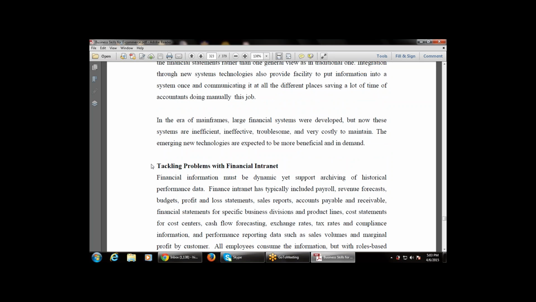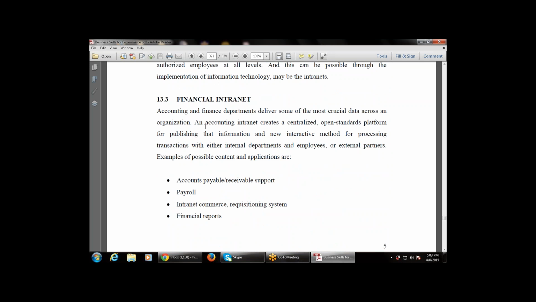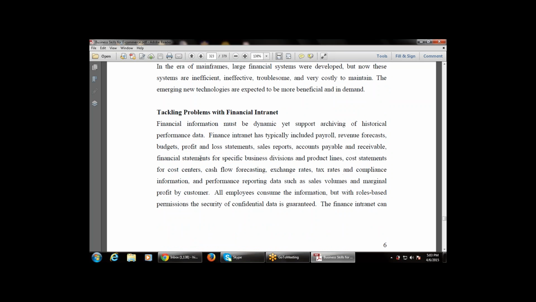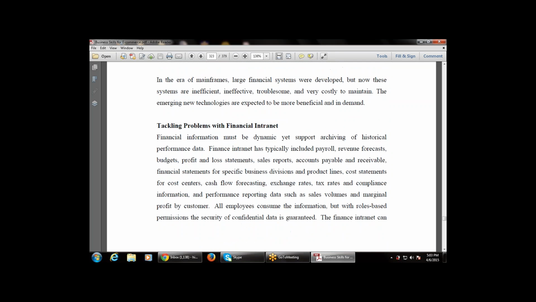Now, what is the problem, or how do we tackle the problem with financial intranet? We have studied what the accounting department is and what accounting intranet is. Now next is financial intranet. Financial information must be dynamic, that is, it fluctuates according to the business need and business requirement. So it must be dynamic yet support achieving historical performance data.